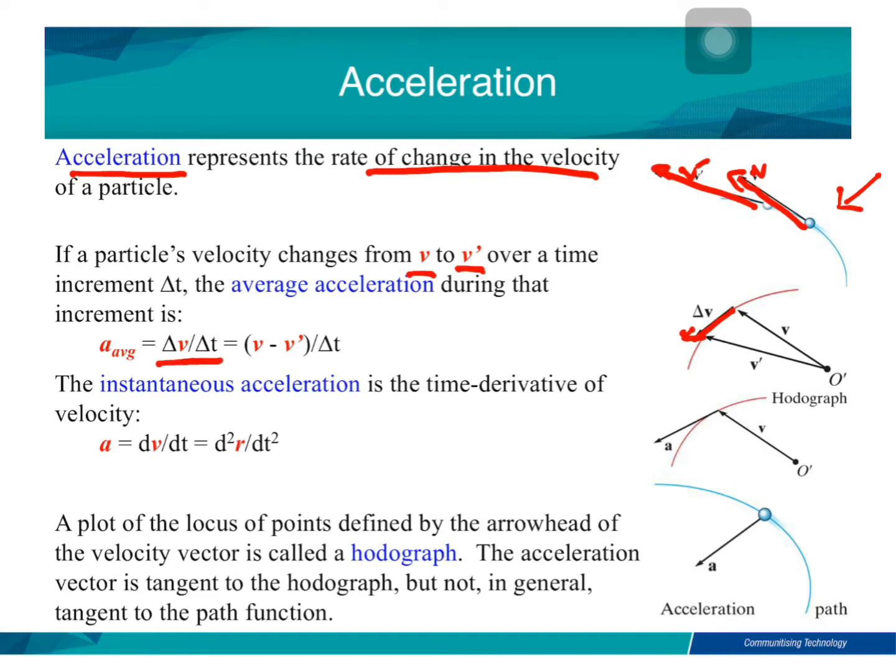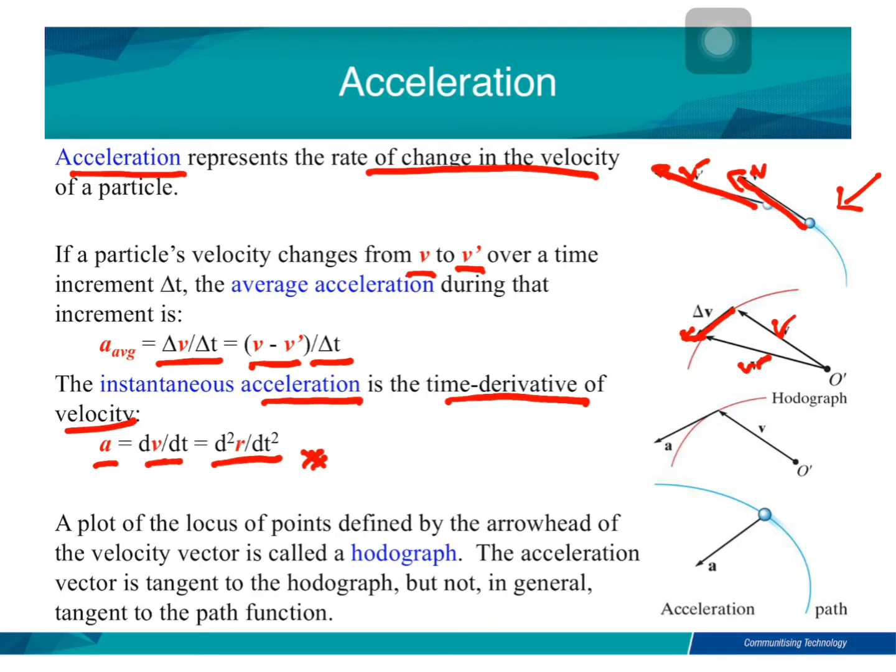So how to get the delta v? Of course, v prime minus v, like this, divided by delta t. Or the instantaneous acceleration is the time derivative of velocity. So if you get v, you can get the acceleration, because you can differentiate dv over dt. Or also, if you have vector r, you can take the double derivative, d squared r over dt squared.